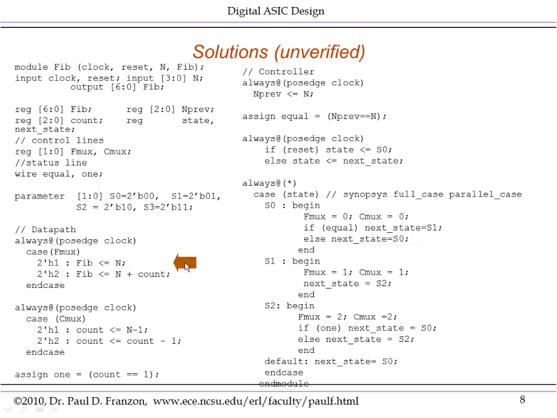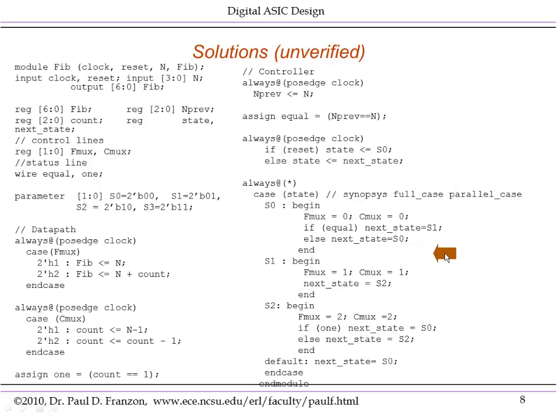This is the mux and register for the Fibonacci accumulator. This is the mux and the register for the counter, the down counter. This is the 1 flag. This is the clock delay producing nprev. We're producing the equal flag.